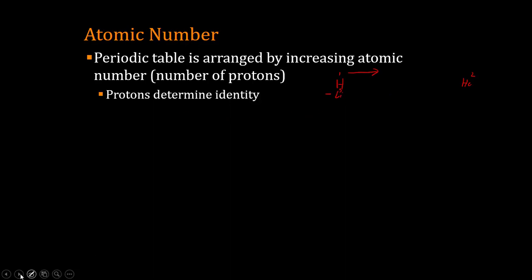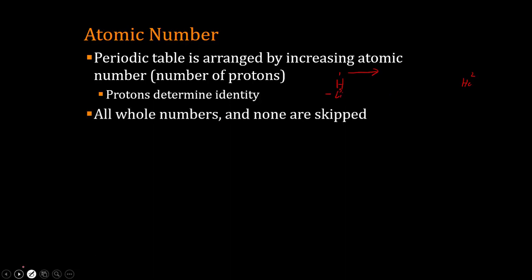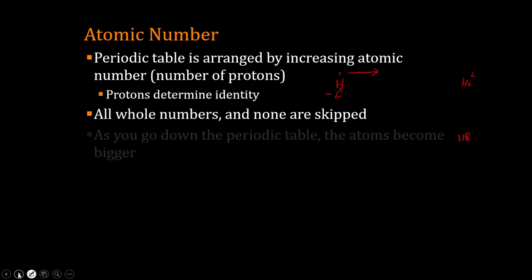Remember, protons determine the identity of an element, and they're all whole numbers. There's no such thing as partial protons, there's no such thing as partial neutrons, there's no such thing as partial electrons. We've got to have whole pieces to make up our atoms, and none of them are skipped. And in fact, just recently, they named all of the elements 1 through 118. That's all the elements that have been made or discovered.